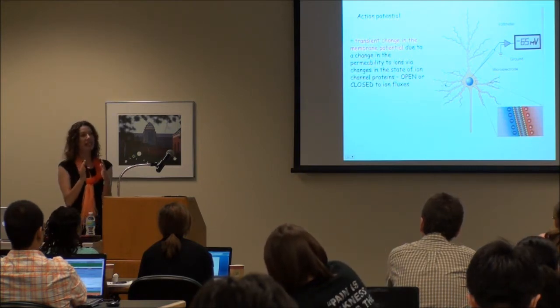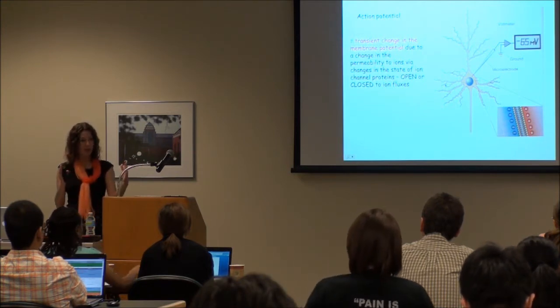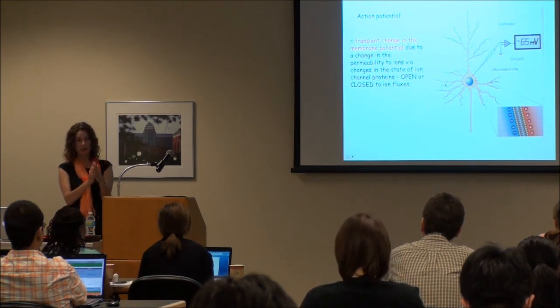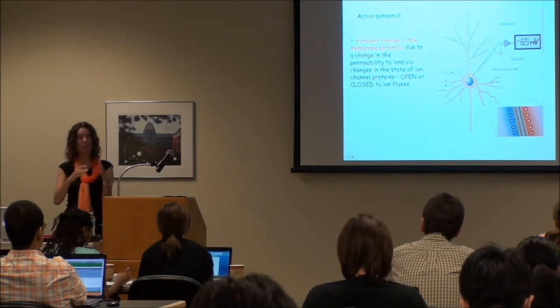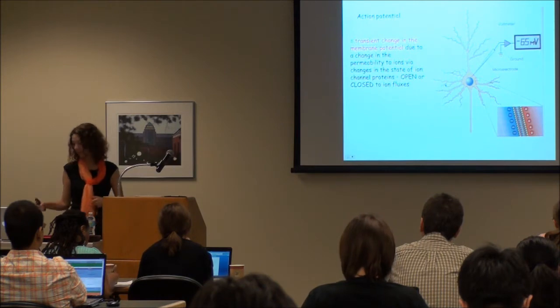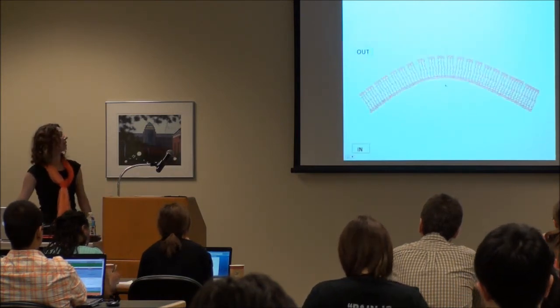So you change the state of these ion channels from being closed to ions to being open to ions, right? In the resting state, the ion channels are closed, no ions are moving. When you have an action potential, ion channels open, ions move, and you change the state of the charge distribution.